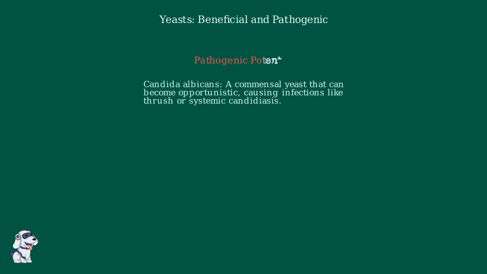However, yeasts can also be pathogenic. Candida albicans is a well-known example. It normally resides in the human body as a commensal organism. When the host's immune balance is disrupted, it can grow uncontrollably, leading to infections such as oral thrush or vaginal yeast infections.